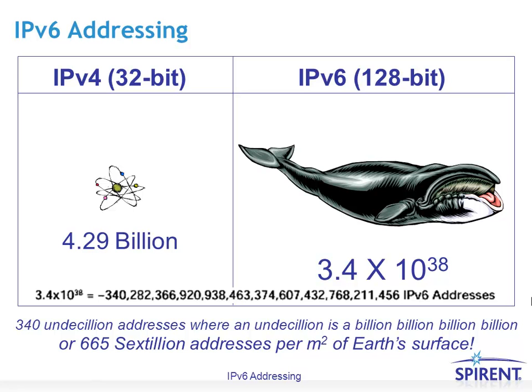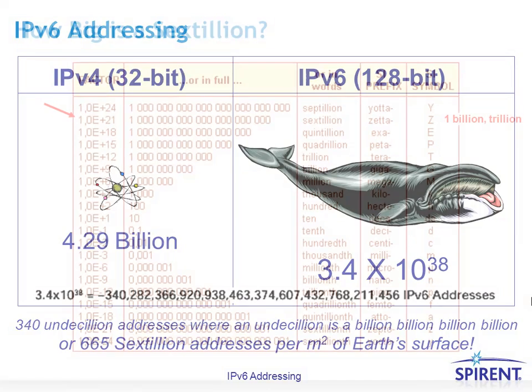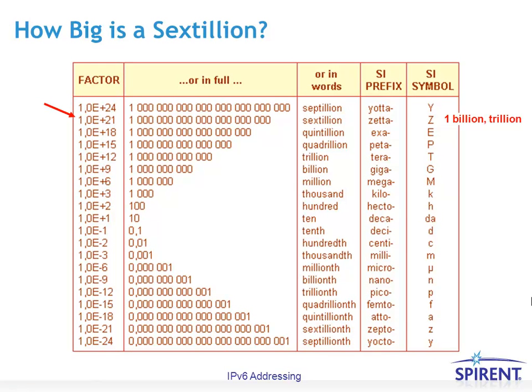There's all kinds of statistics that you find regarding the size of the IPv6 address space, such as there should be enough IPv6 addresses to label every grain of sand on the earth. Another one that's mentioned on this slide is there's 665 sextillion addresses per meter squared of the earth's surface. Just to get an idea of how big a sextillion is, as you can see, it's a 1 followed by 21 zeros, which translates to 1 billion trillion.